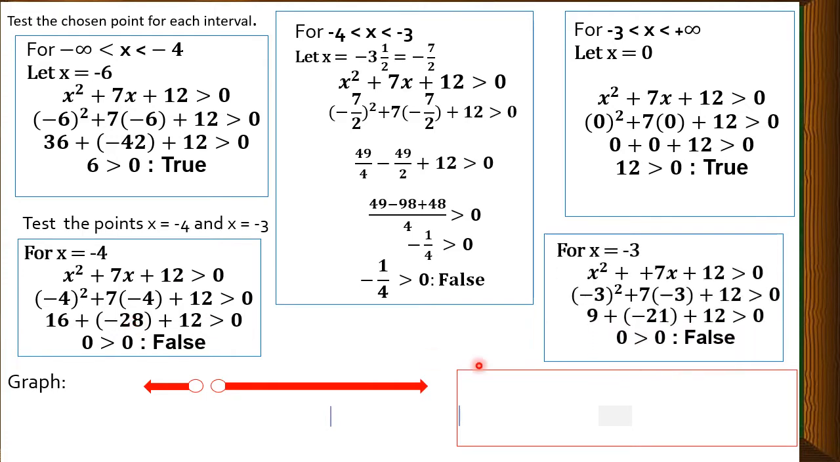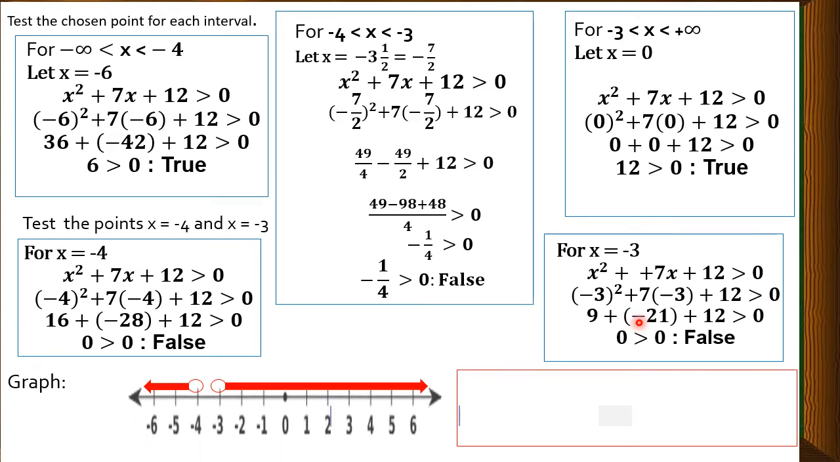And last, we have to test x equal to negative 3. Copy the original inequality. Substitute x by negative 3. So the quantity of negative 3 squared, that is 9. 7 times negative 3 is negative 21. Bring down 12, greater than 0. So 9 plus 12 is 21, minus 21, that is equal to 0. So 0 is greater than 0 is a false inequality. So meaning this is also not a part of the solution.